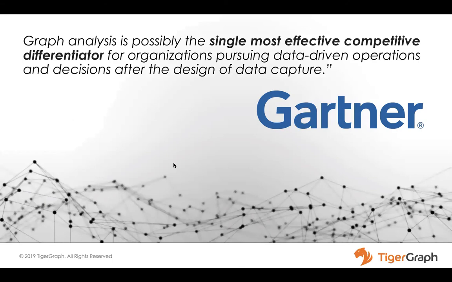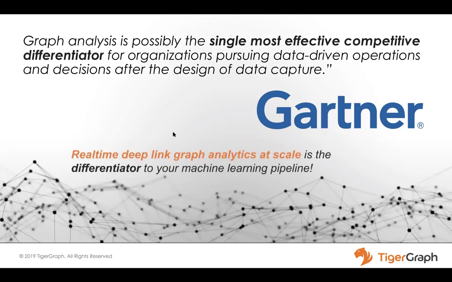All right, let's just go back to what we talked about at the very beginning from this Gartner quote. Graph analysis is possibly the most effective competitive differentiator for organizations for the data workflow. But what I want to mention is for your machine learning data flow, you really need to think about real-time deep link graph analytics at scale. And this is going to make a difference to your machine learning pipeline. Don't limit yourself to just the regular graph features, but consider all the graph features.